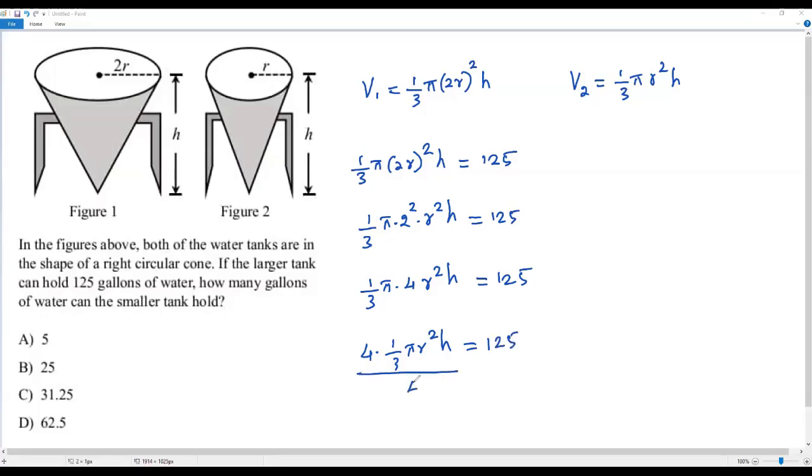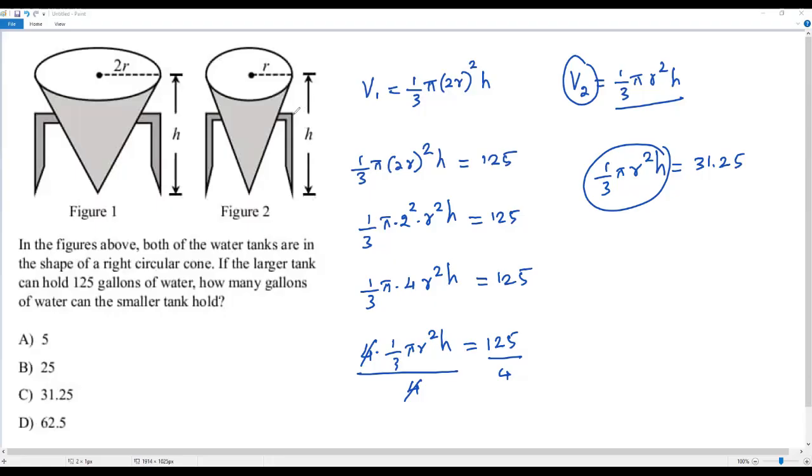Now let me divide both sides of this equation by 4. When I do so, this 4 will cancel out, and I'm getting 1/3 pi r squared h on the left side. On the right side, when I divide 125 by 4, I'm getting 31.25 gallons. So what is this 1/3 pi r squared h? That's exactly the volume of the smaller tank, V2. So V2 equals 31.25. The amount of water the smaller tank can hold is 31.25 gallons.